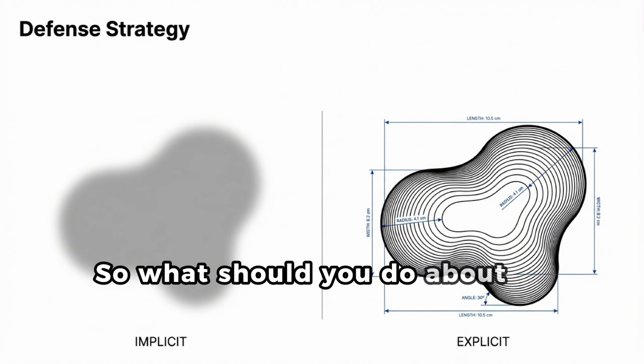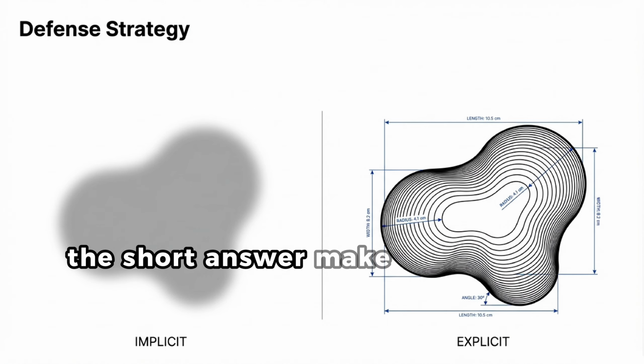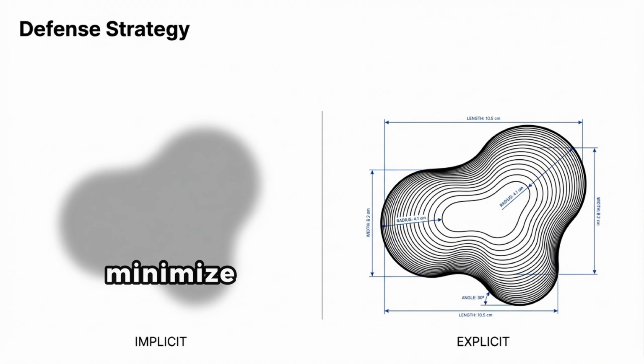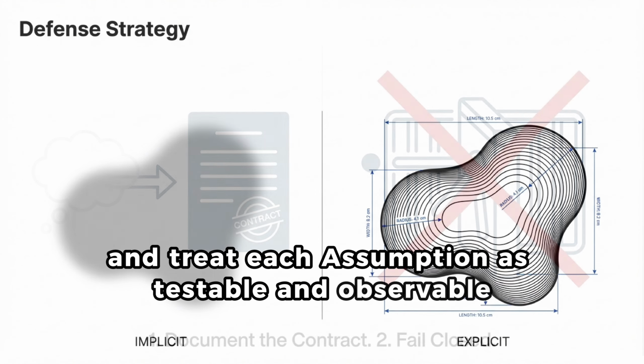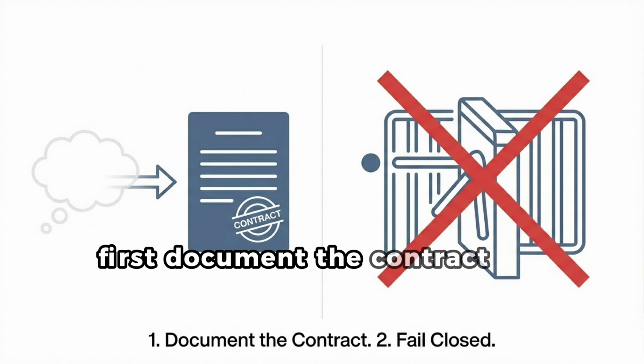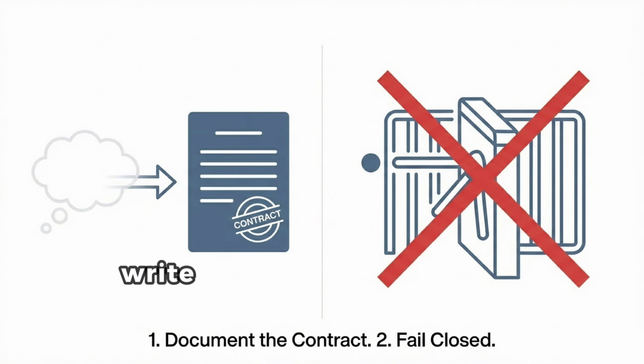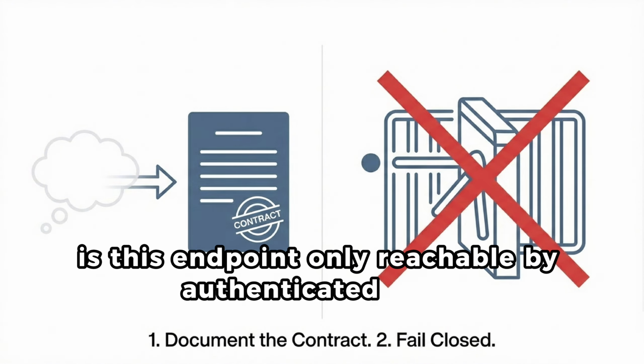So what should you do about it? The short answer: make assumptions explicit, minimize them where possible, and treat each assumption as testable and observable. First, document the contract. For every boundary, write down the assumptions. Is this endpoint only reachable by authenticated users?